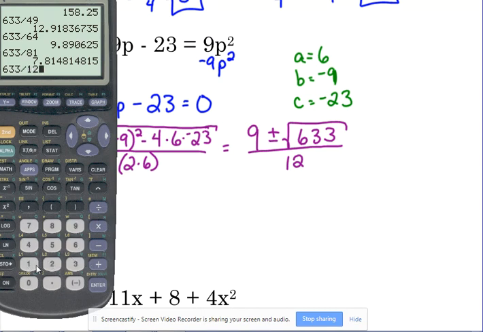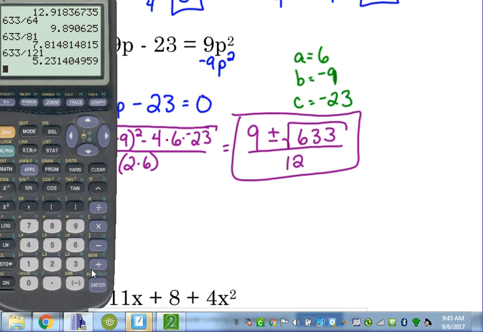I know it's not divisible by 100. Okay, so this is a square root that does not reduce. Okay, 633 does not reduce. So you're off the hook here. That is your final answer: 9 plus or minus the square root of 633 over 12.